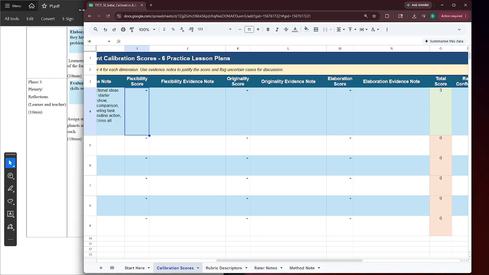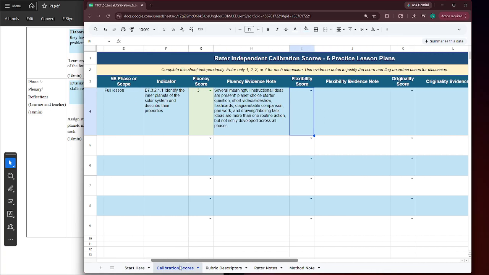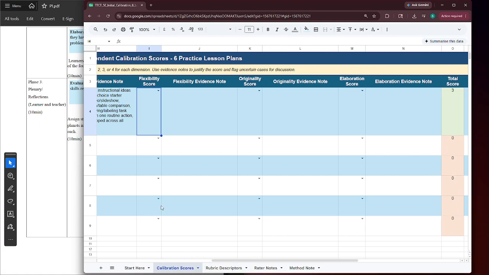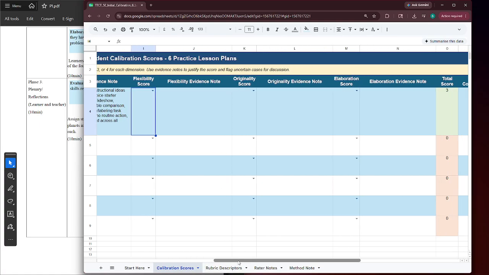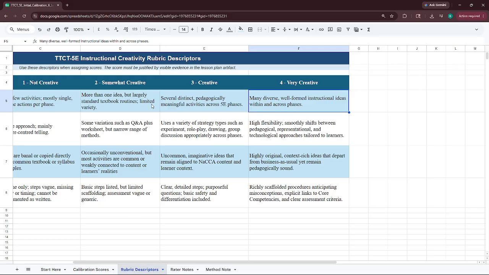Okay, so here we are done rating the fluency. We go to the next dimension, the flexibility. So following the same procedure, let's check what the flexibility is about. So we go to the rubric descriptor.